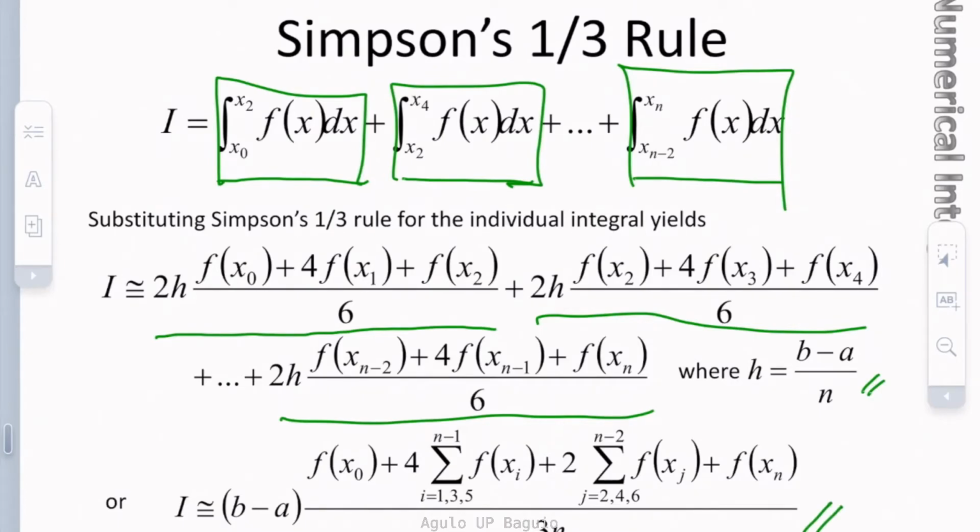These same terms are as shown. So f of x2, f of x2, we have f of x4 there, and another f of x4 in the third term, and so on and so forth. And this combines with the same expression in the previous term. So we end up with this expression. I equals (b minus a) times this whole expression for f.